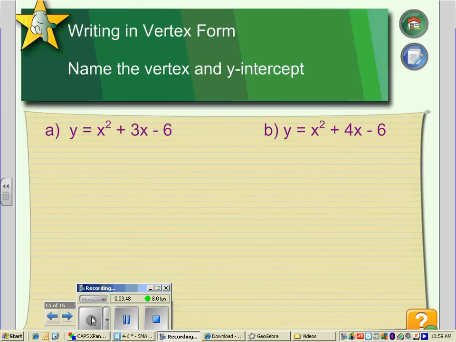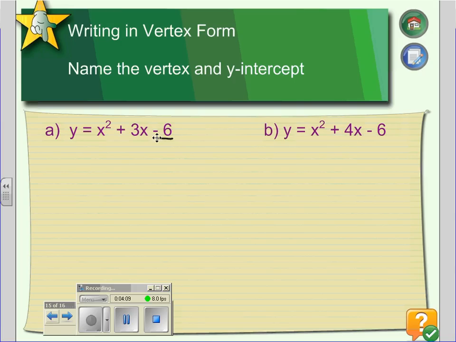Okay, we're going to relate this to the graphing now. When you have an equation in vertex form, then you instantly know what the vertex is. So we're going to take these standard form equations, we're going to complete the square, and by completing the square, we're going to put the standard form equation in vertex form. So first thing we will do is move the constant term over to the left side so that we can complete the square. So adding 6 to each side gives us y plus 6 equals x squared plus 3x.